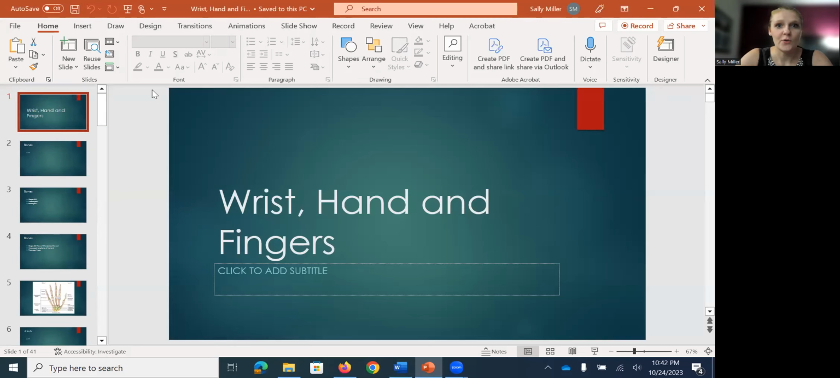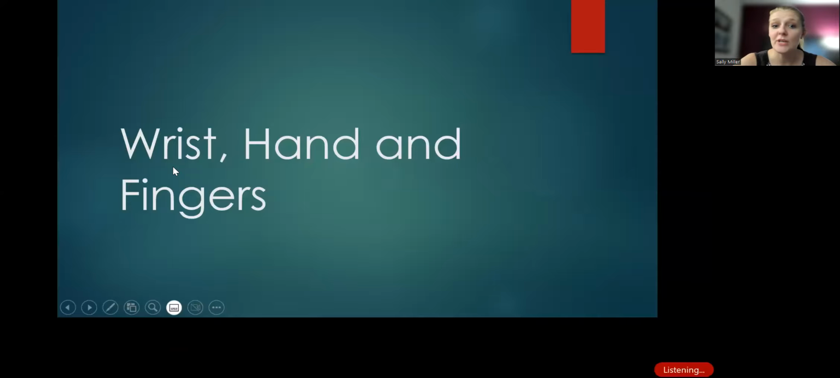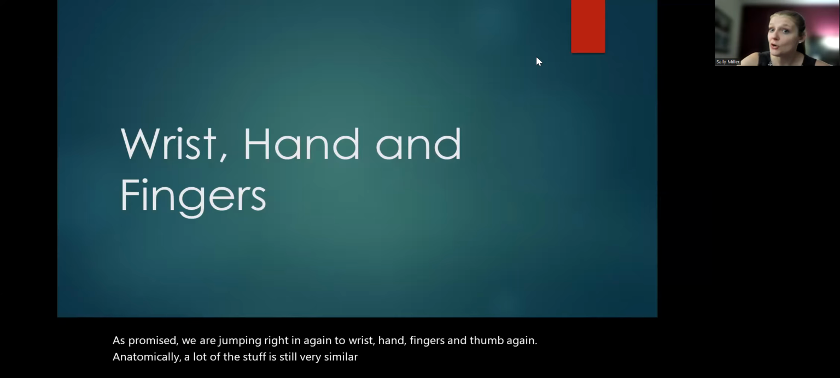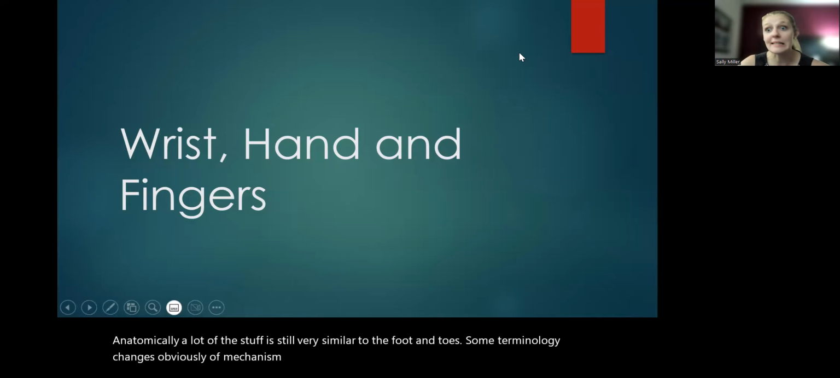Okay, so as promised, we are jumping right in again to wrist, hand, fingers, and thumb. Again, anatomically, a lot of the stuff is still very similar to the foot and toes. Some terminology changes. Obviously, the mechanism of injuries will be slightly different for this one, but we are moving and grooving.